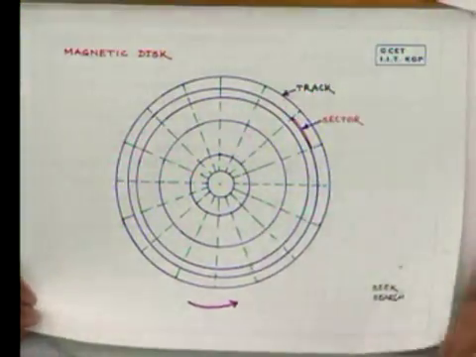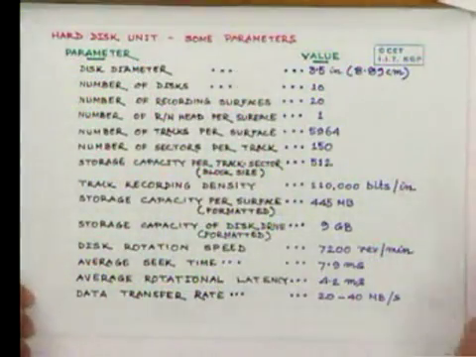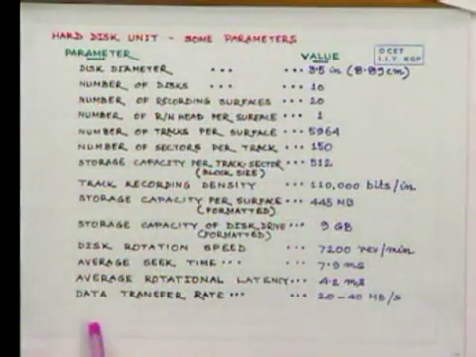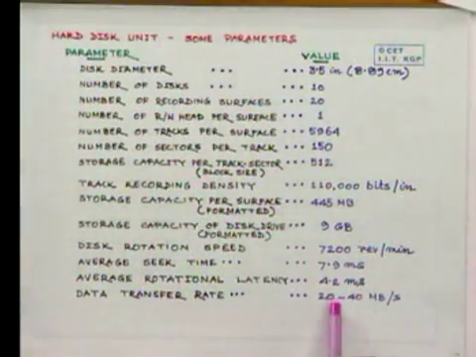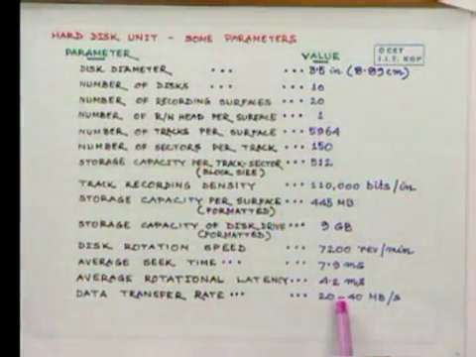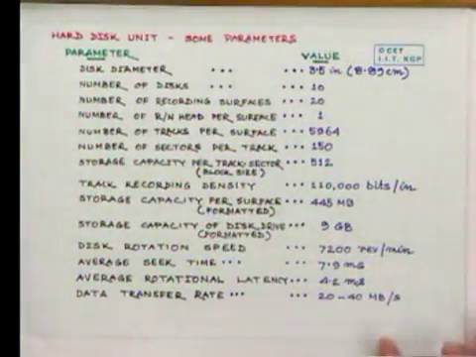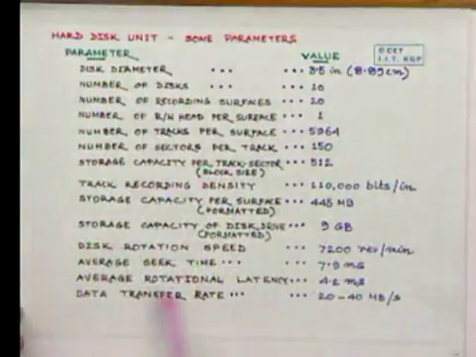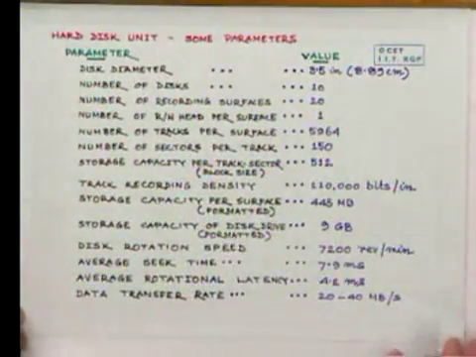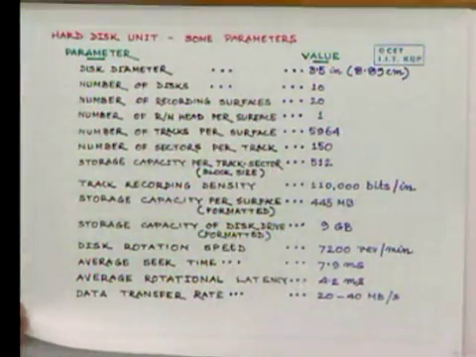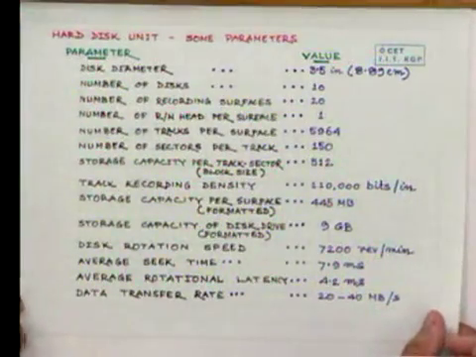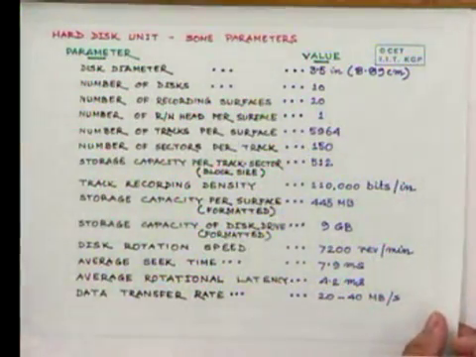Therefore, the average rotational latency is 4.2 millisecond, and the data transfer rate, once the data has started coming into the read head, is 20 to 40 megabyte per second. Now, these are some typical figures. Naturally, it will vary from disk assembly to disk assembly, and very huge disk spaces are available, right?